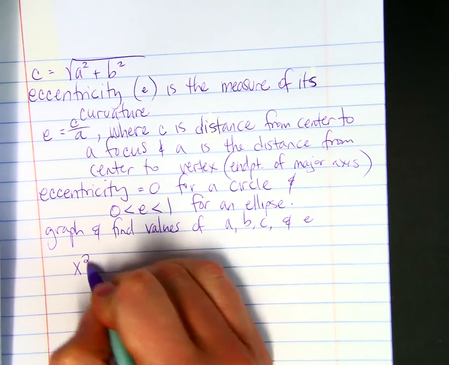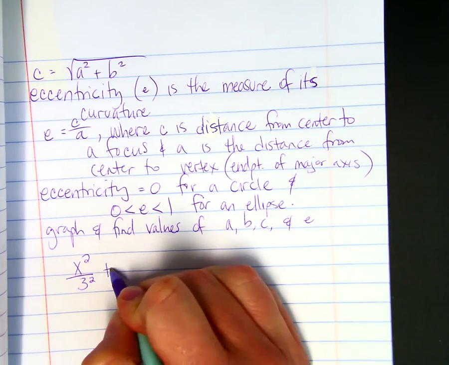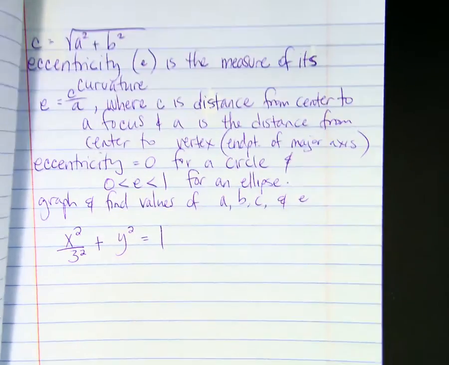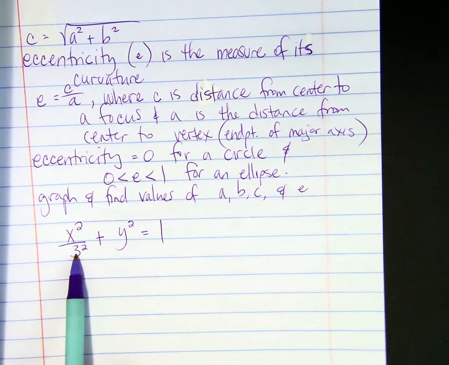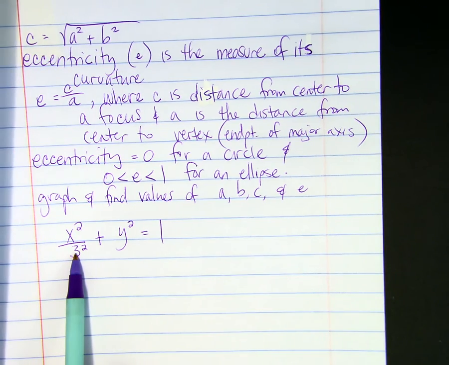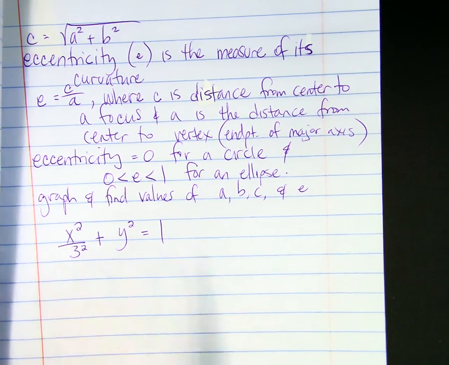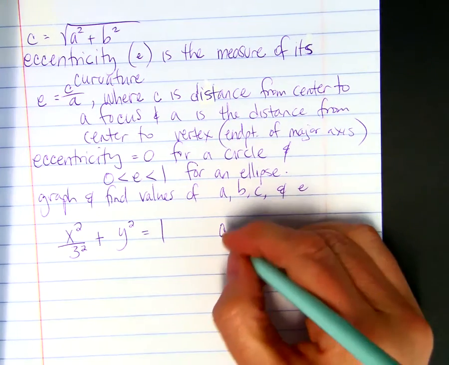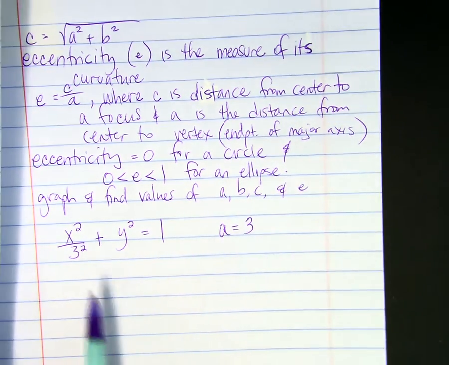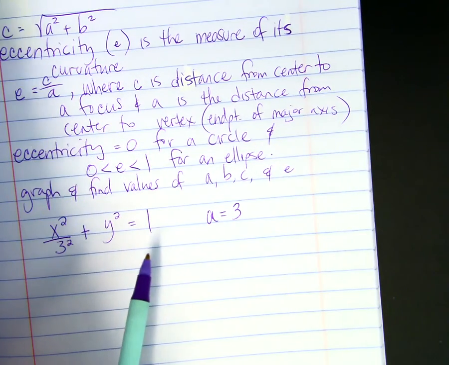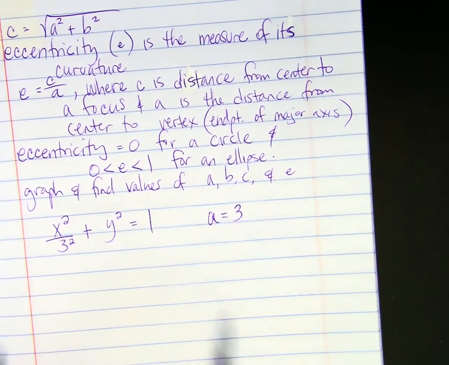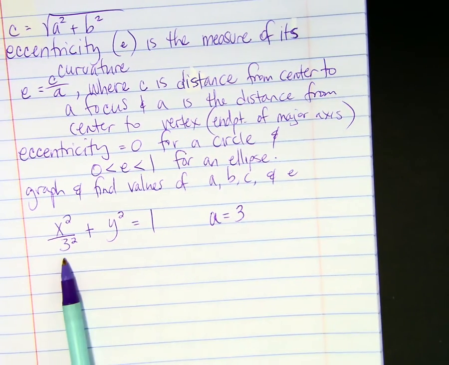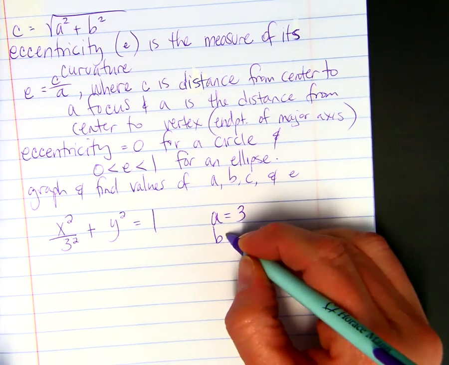So we have x squared over 3 squared plus y squared equals 1. So 3 is under the x, so that means that's a. Okay, so a is 3. Wait, why couldn't it be b? No, it's if a is greater than b. Okay. And b is 1.